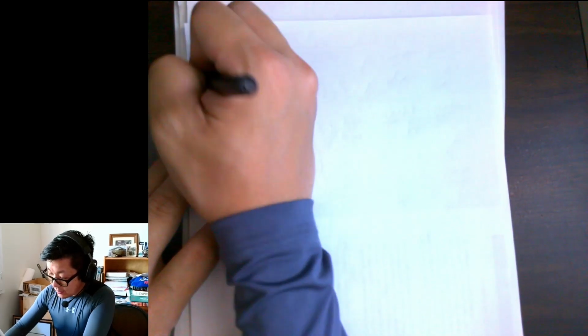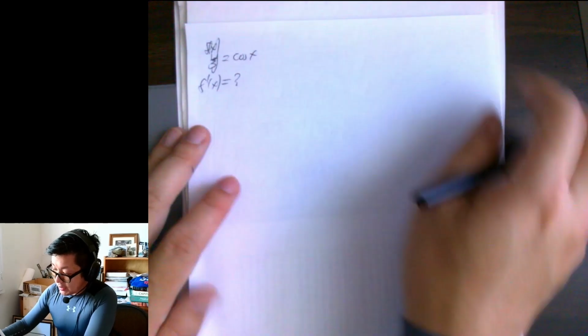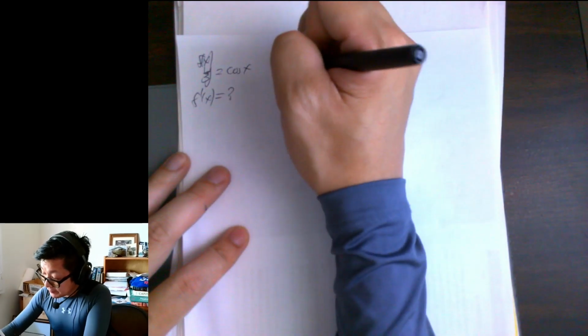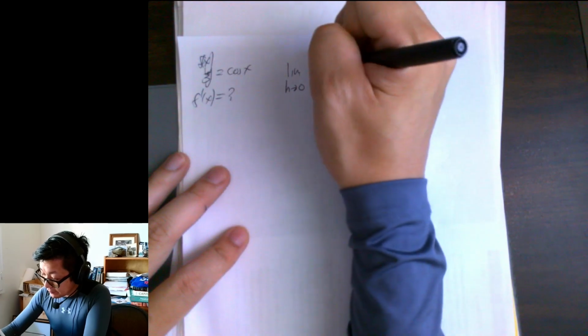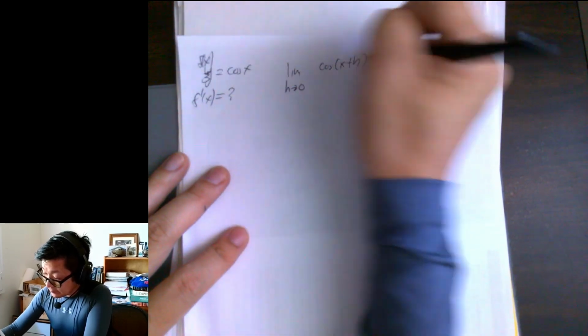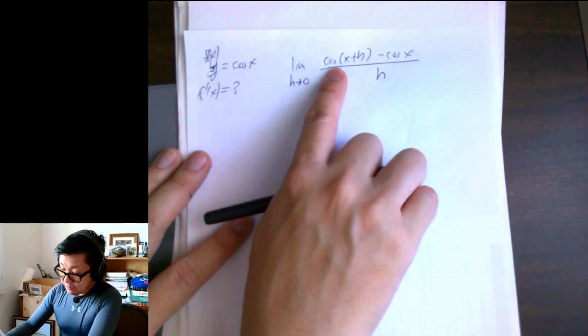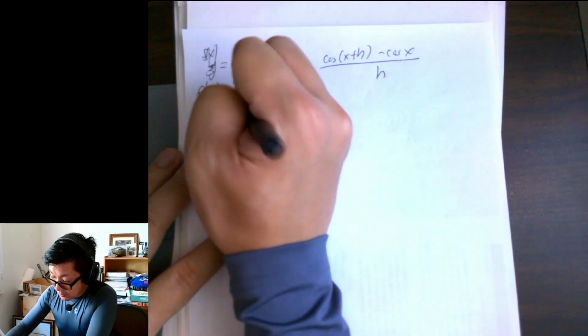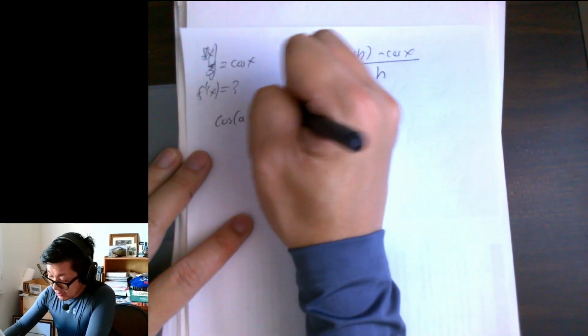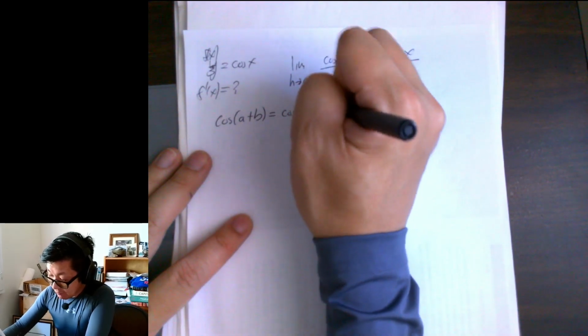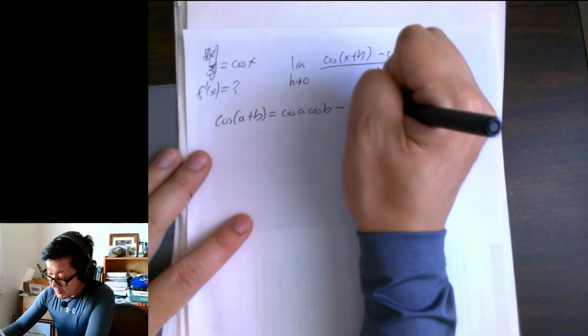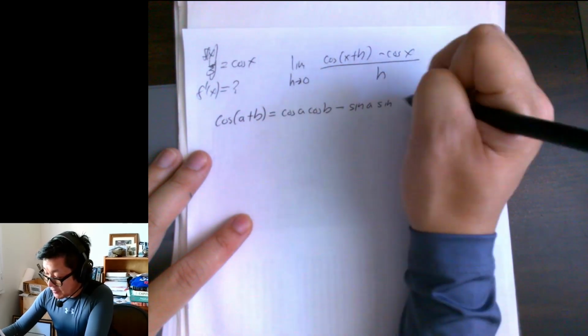Now let's find the derivative of cosine x. If we want to find the derivative of this, we again use the limit definition. We use a different angle addition formula for cosine. It works a little bit differently. It's cosine of the first one, cosine of the second one, minus the product of the sine of the first one and the sine of the second one.